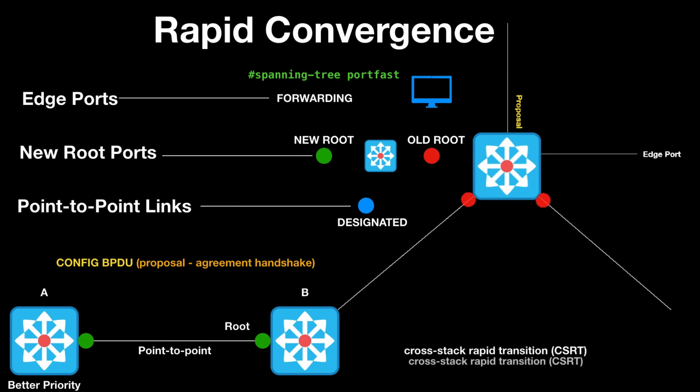In a device stack, the cross-stack rapid transition (CSRT) feature ensures that a stack member receives acknowledgments from all stack members during the proposal-agreement handshaking before moving the port to the forwarding state. CSRT is automatically enabled when the device is in MST mode. The device learns the link type from the port duplex mode. A full-duplex port is considered to have a point-to-point connection. A half-duplex port is considered to have a shared connection. You can override the default setting that is controlled by the duplex setting by using the spanning-tree link-type interface configuration command.